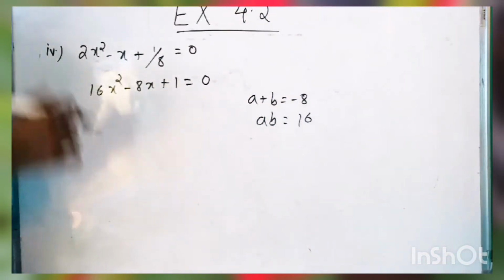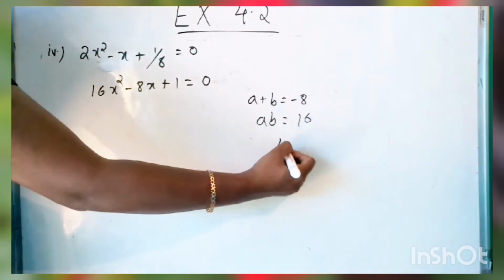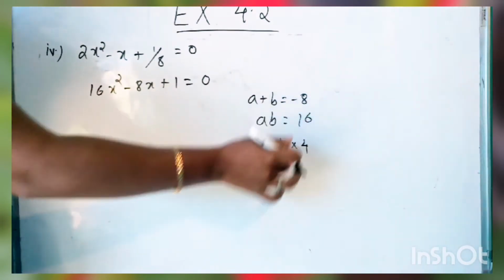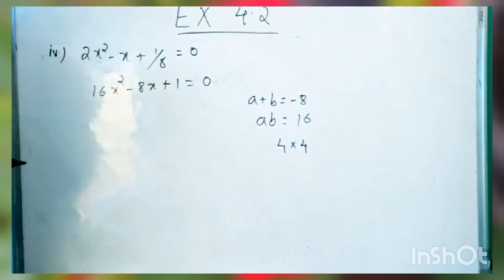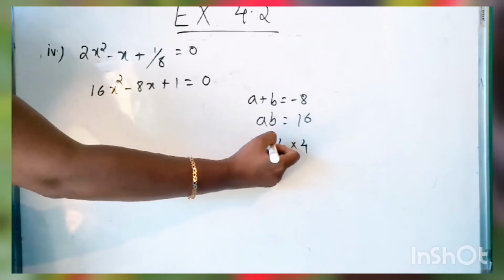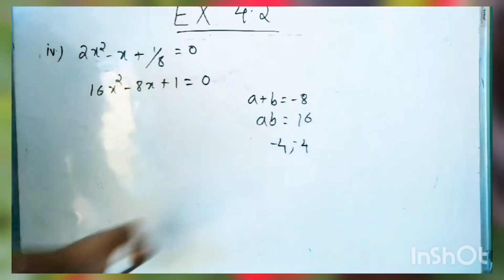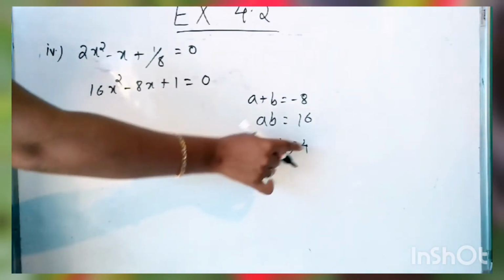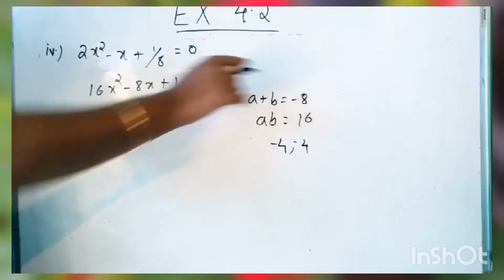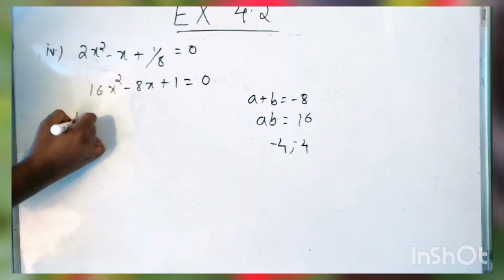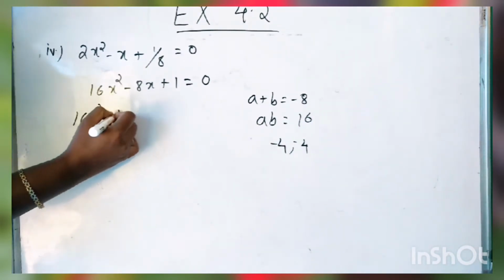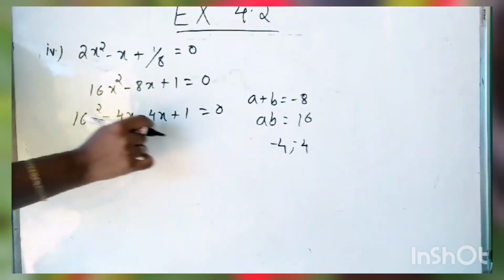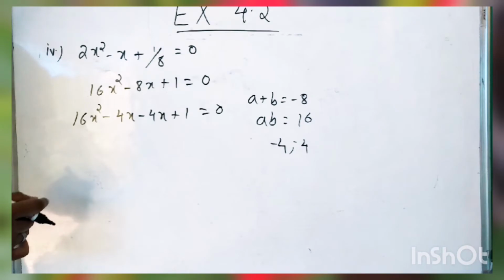Here, 4 into 4 is 16. But we need to get minus 8 as the sum, so we will put minus. Now minus 4 into minus 4 is plus 16, and minus 4 plus minus 4 is minus 8. So we will split this middle term as 16x square minus 4x minus 4x plus 1 is equal to 0.